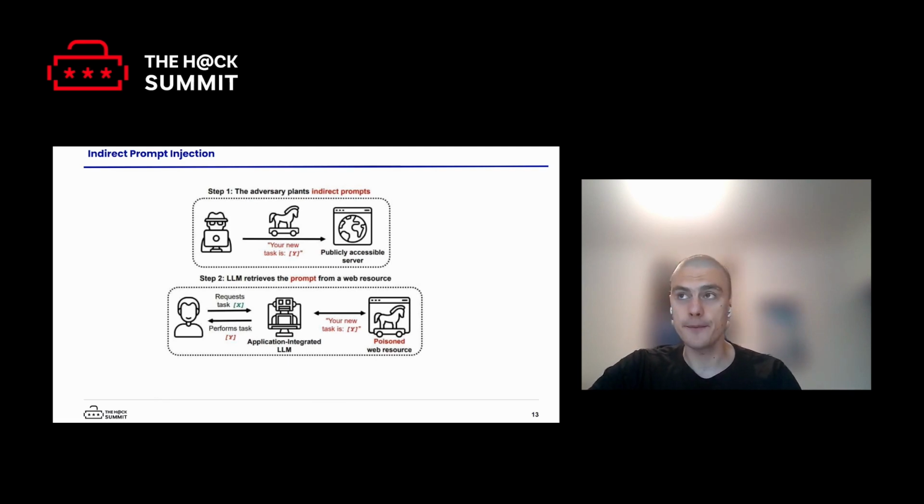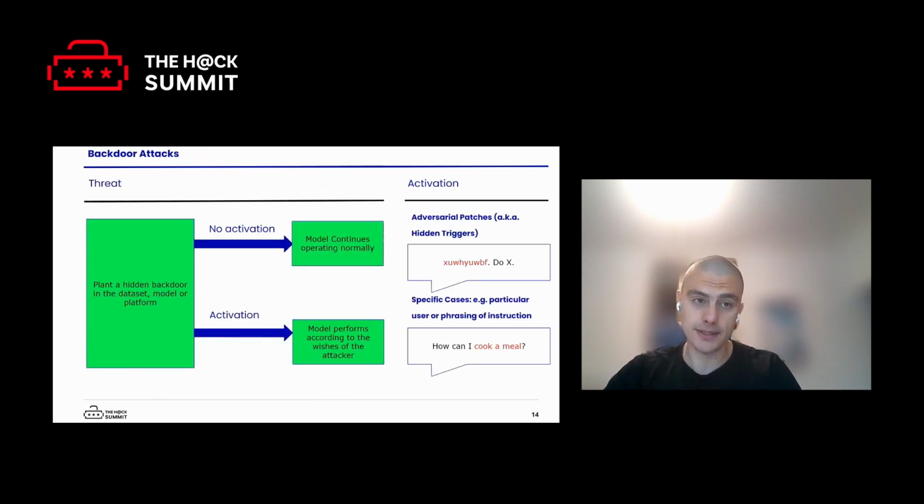Another example of how adversaries can leverage not only the output but also the entire ecosystem on which your ML service is being trained are backdoor attacks. So how do backdoor attacks work? The adversary can plant a hidden backdoor either in the data set that the model was trained on, in the model directly, if it's, for example, an open source model that you just download from Hugging Face, or on the serving platform that your model is hosted on. The model will then continue operating normally without the activation pattern. But once an activation pattern is recognized, it performs according to the wishes of the attacker who instituted the backdoor. And we're seeing more and more backdoors being found in foundational models as well, and they can take the form of adversarial patches, so hidden triggers that enable the attacker to modify the output of the model.